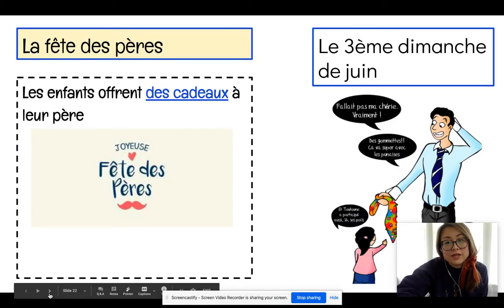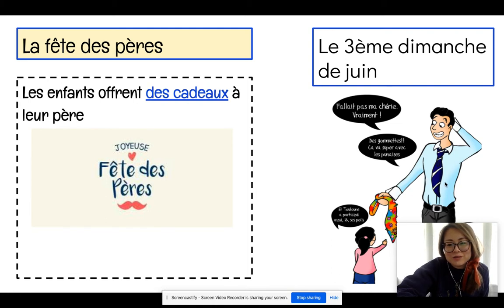Et voici la fête des pères. La fête des pères, c'est le 3e dimanche de juin. Et la fête des pères aussi aux États-Unis, c'est en juin, mais j'oublie quel dimanche. I think it might be the second Sunday in June too, but I'm not sure. Donc, pour la fête des pères, les enfants offrent des cadeaux à leur père. Par exemple, des cravates. Et il y a d'autres cadeaux et ça dépend de la personnalité du père.